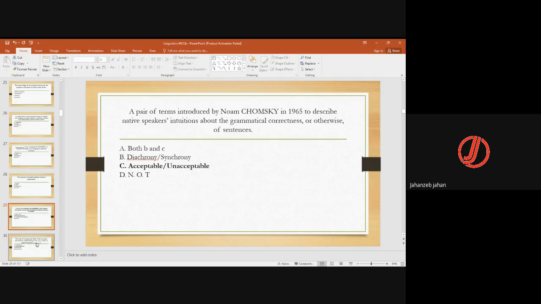A pair of terms introduced by Chomsky in 1965 to describe native speakers' intuitions about grammatical correctness or otherwise of sentences, that is acceptable or unacceptable. Like we have knowledge कि दही खट्टा है या दही खट्टी है. This is what the native speakers already know, what terms are acceptable and what are not acceptable.